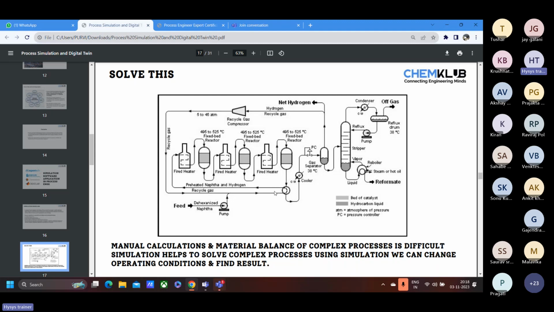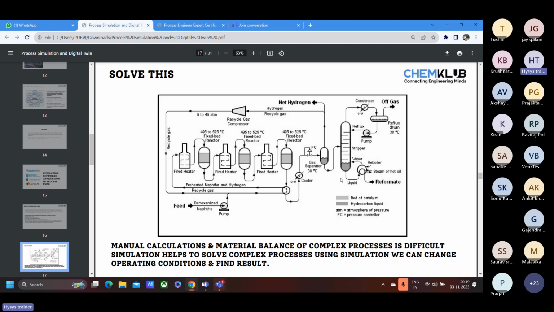And you can also change the operating conditions. For example, if the pressure goes from 45 atmosphere to 4 atmosphere, what will happen at this heat exchanger, whether it will give me the best results or not? This kind of thing you can do. If this gas separator is operating at 36 instead of 38, what will happen? Will the net hydrogen increase or decrease, or will my liquid outlet increase?